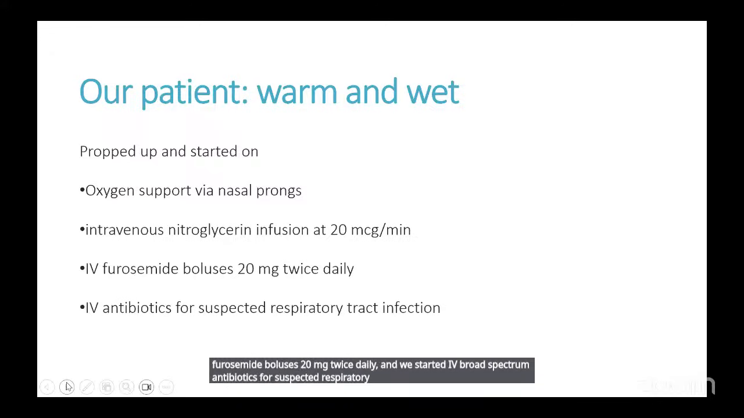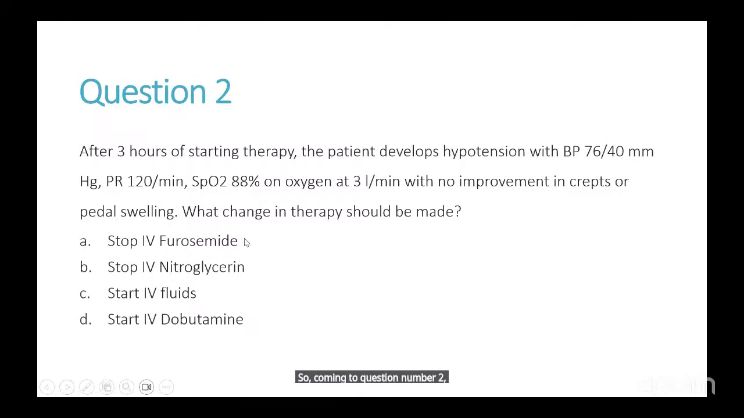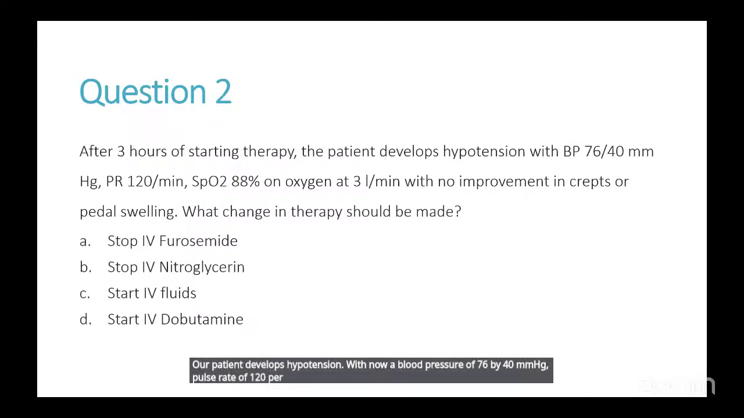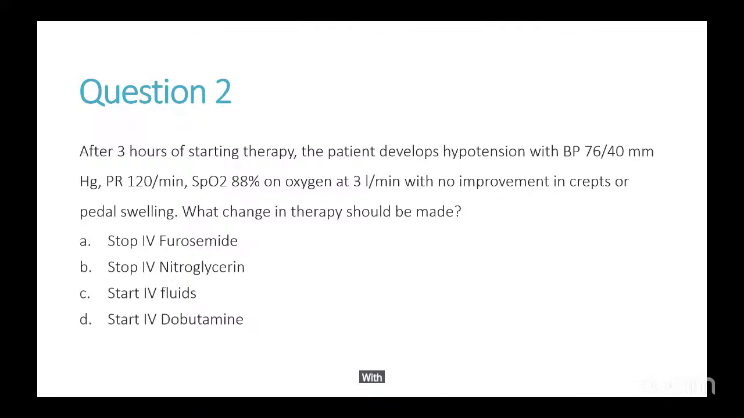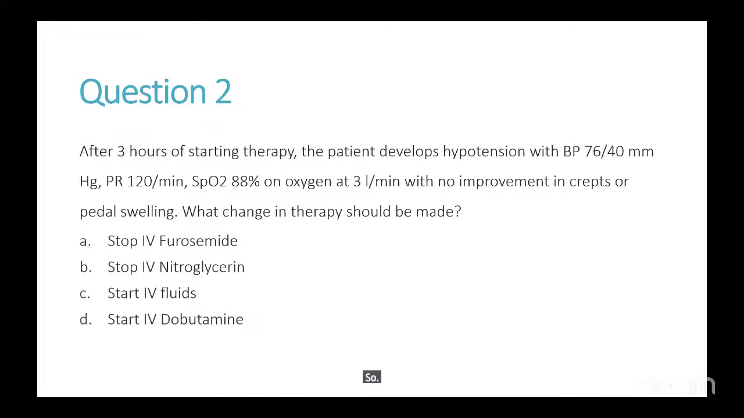So coming to question number 2, after 3 hours of starting therapy, our patient develops hypotension with now a blood pressure of 76 by 40 millimeter mercury, pulse rate of 120 per minute, and saturation of 88% on oxygen at 3 liters per minute, with no improvement in crepitations or pedal swelling. So what is the first change in therapy that should be made? So could I have the poll, please?